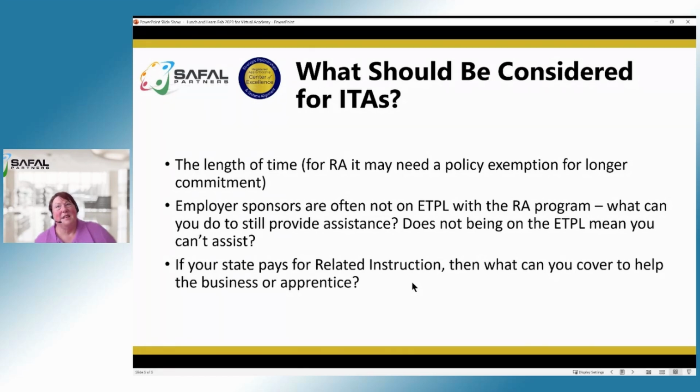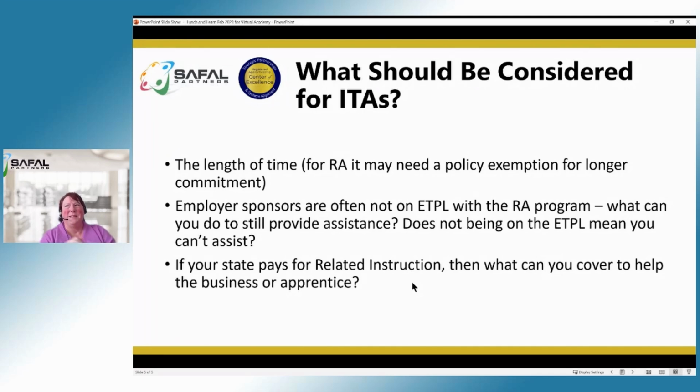Great question. Is it the employer on the ETPL or the one providing the related instruction? If you have an employer who's providing their own related instruction, which is perfectly acceptable with a registered apprenticeship program, it would be the employer putting their program onto the ETPL. If they are using a community college, university, or other training provider, like Horizons, who does IT training, then that related instruction entity would need to be on the ETPL.